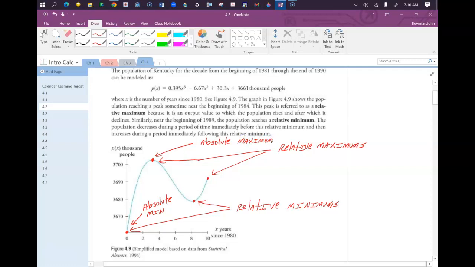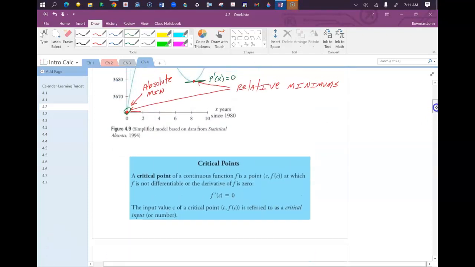So you might notice something about these relative maximums and minimums. They either occur where the slope of the tangent line is 0, so p prime of x is equal to 0, or they occur at an endpoint. We're going to focus our attention on where the derivative, the slope of the tangent line, the rate of change, is equal to 0.